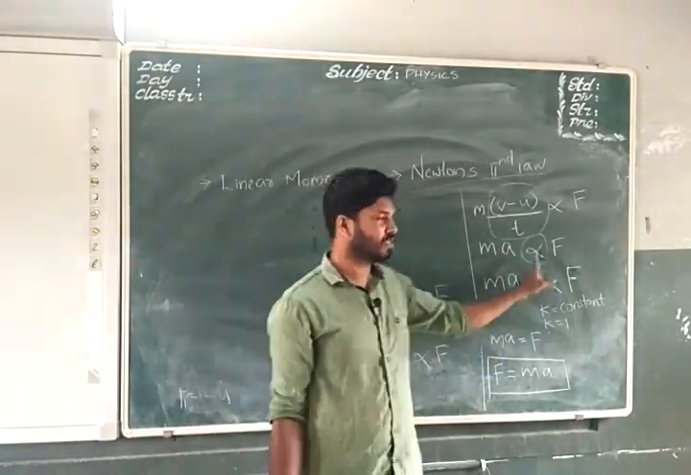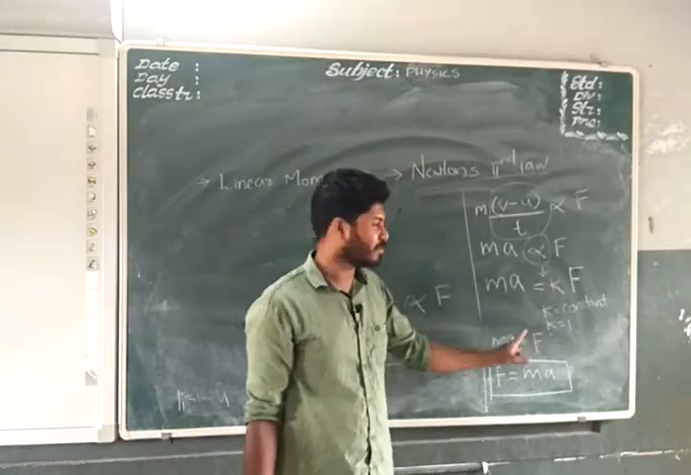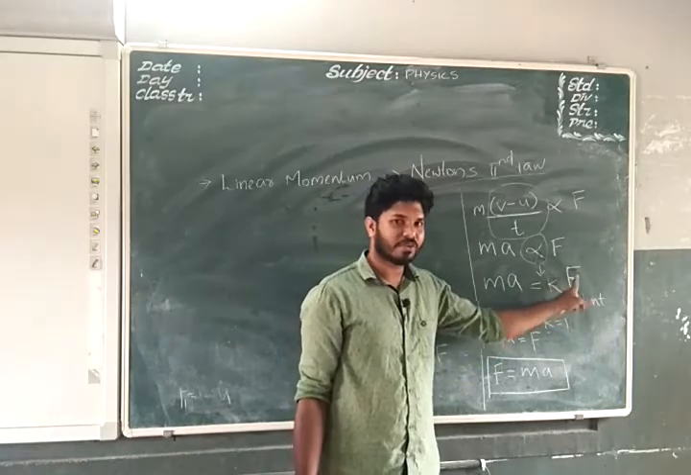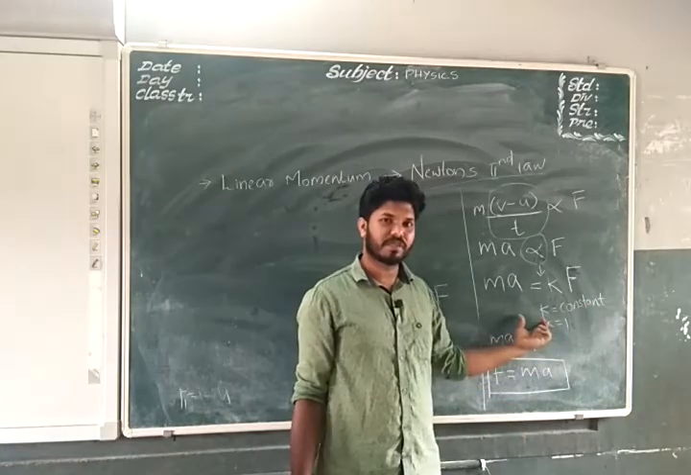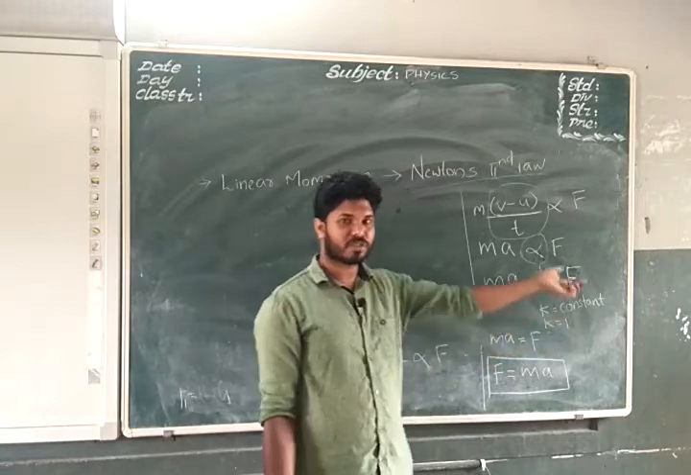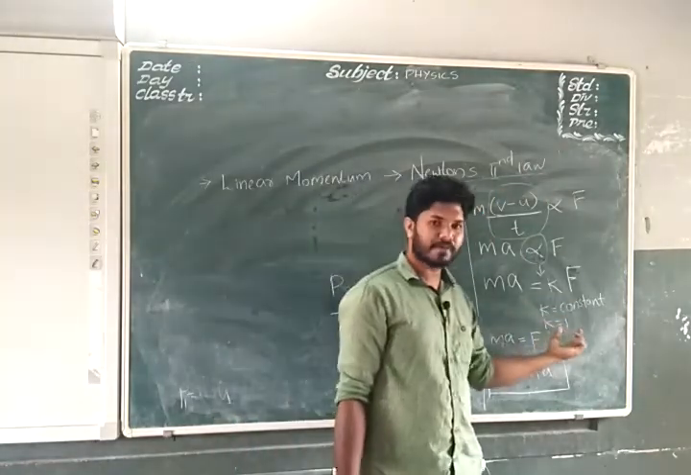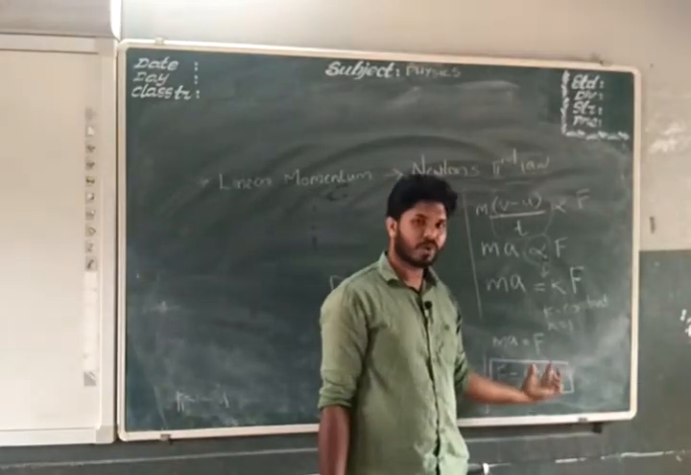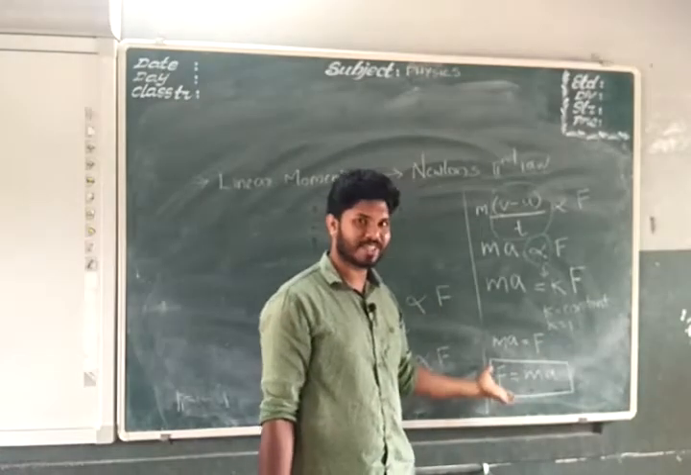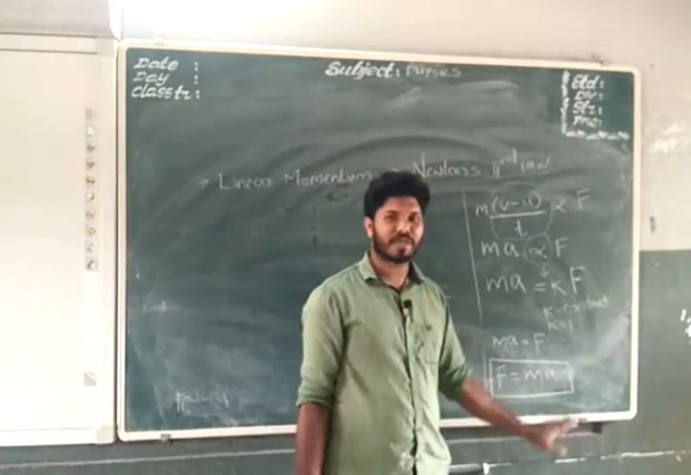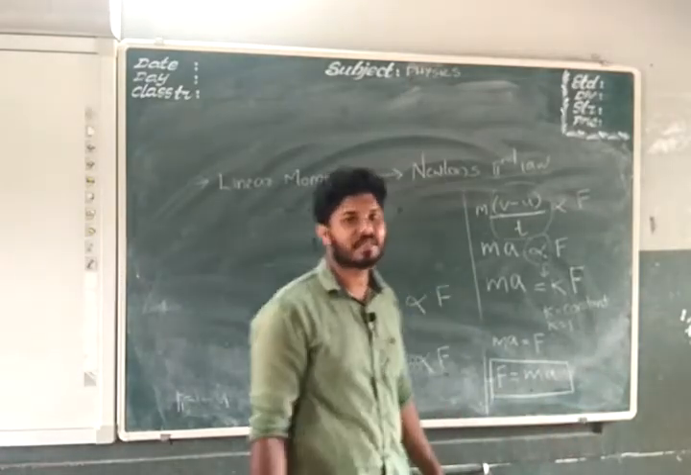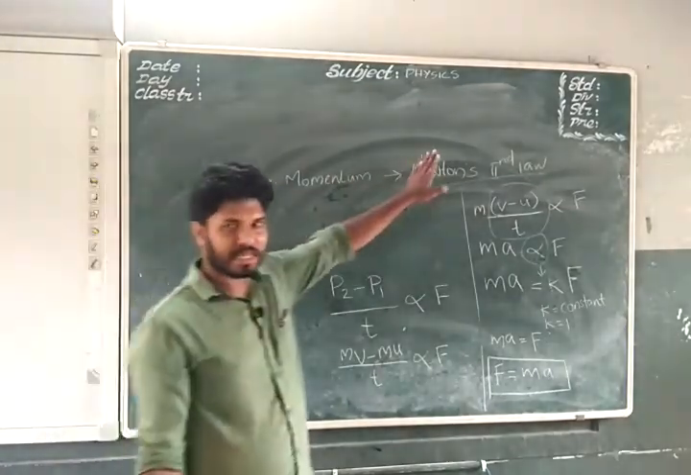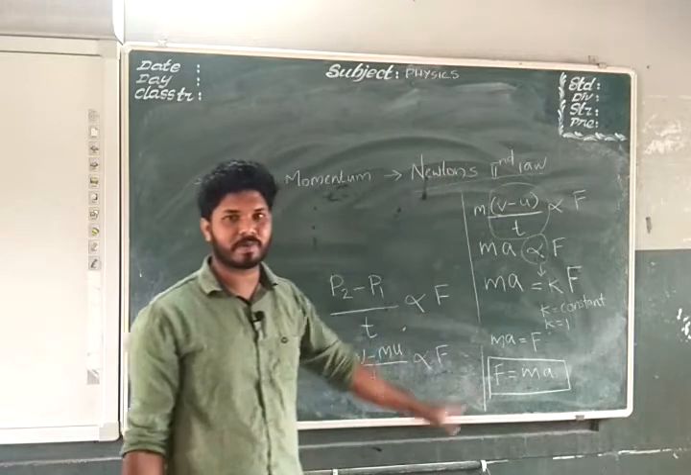Now we have to remove this proportionality sign, so we have to introduce the equal to sign along with a constant, that is ma equal to k into F, where k is the constant of proportionality, and its value is found to be 1. So we can write ma equal to F, or to beautify our equation we can write it as F is equal to ma. Make it in a box and state the equation for force derived from Newton's second law. So you can expect questions from this side.